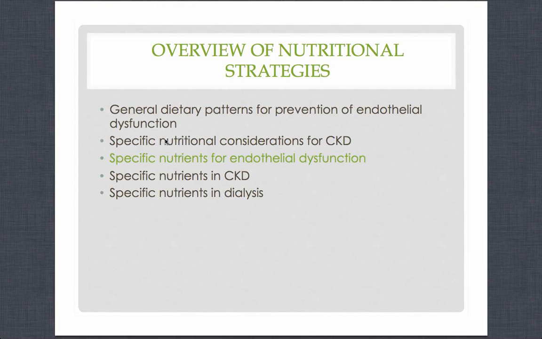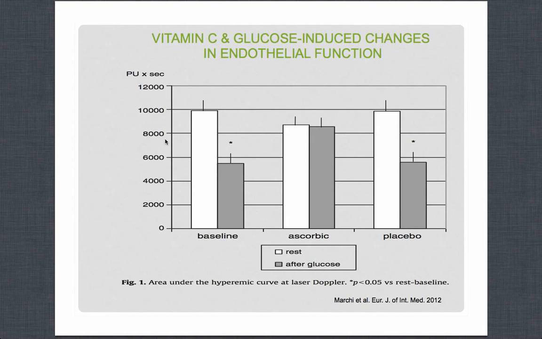So nutritional considerations in chronic kidney disease, the summary there is, of course, all the things we've talked about for managing blood glucose abnormalities, preventing spikes in blood glucose, lowering the area under the postprandial glucose curve, and then following a general Mediterranean-style dietary pattern. Specific nutrients for endothelial dysfunction and cardiovascular disease.